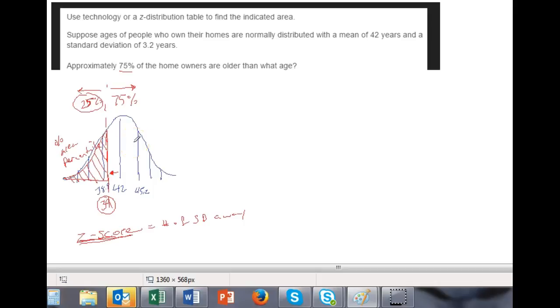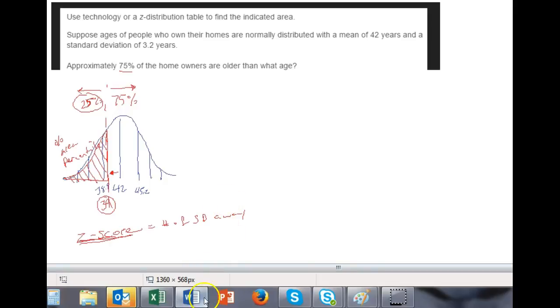Okay. Oh, that was so complicated. I'm so sorry. Let's go into brass tacks here. The question said 75% are older than what age? So we're trying to find the age here. But our z distribution table only deals with the amounts less than, so we're going to turn that around and say that 25% are younger. So what z-score is associated with 25%?